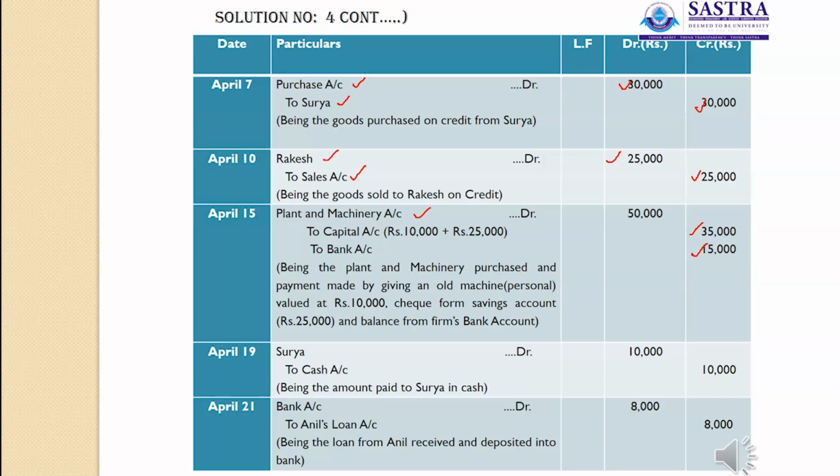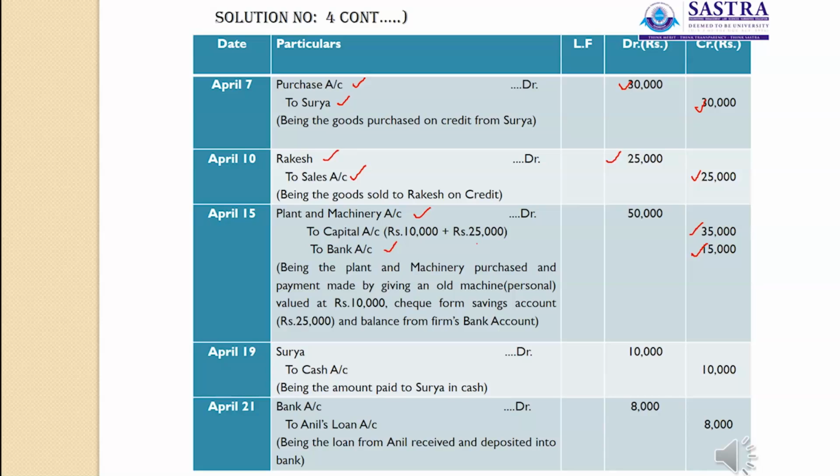So plant and machinery purchased for 50,000 in exchange of the old machine valued at rupees 10,000. 10,000 plus 25,000 is taken from the savings account, and this amount is transferred to the capital account. So plant and machinery account debited to capital account 35,000, remaining amount paid by check 15,000, so to bank account 15,000. The narration for this transaction is being the plant and machinery purchased and payment made by giving an old machine valued at rupees 10,000, check from savings account rupees 25,000 and balance from firm bank account.